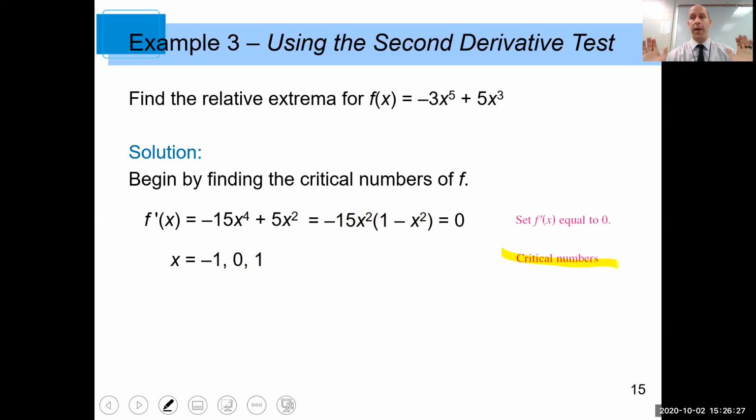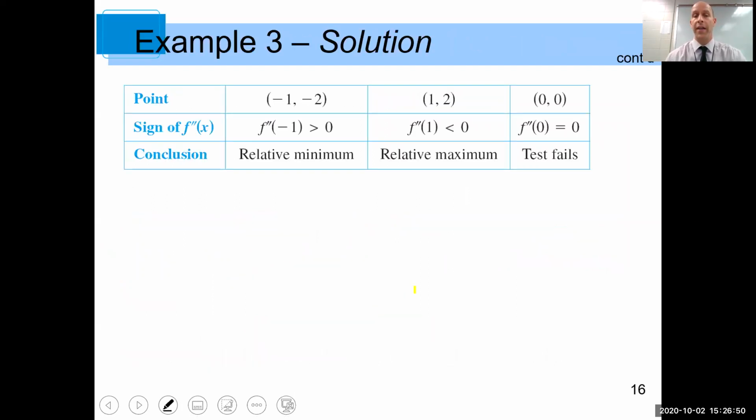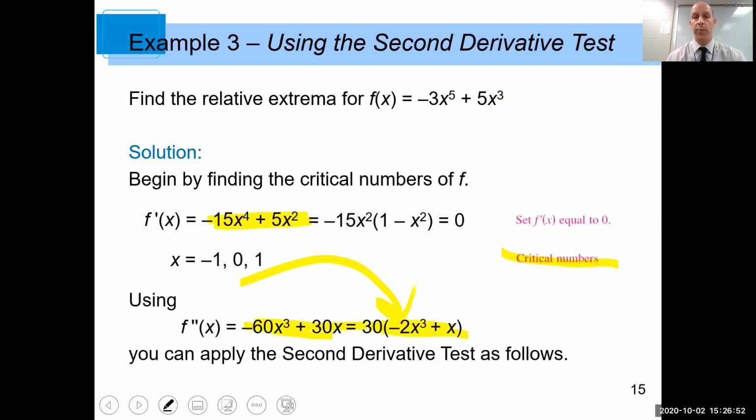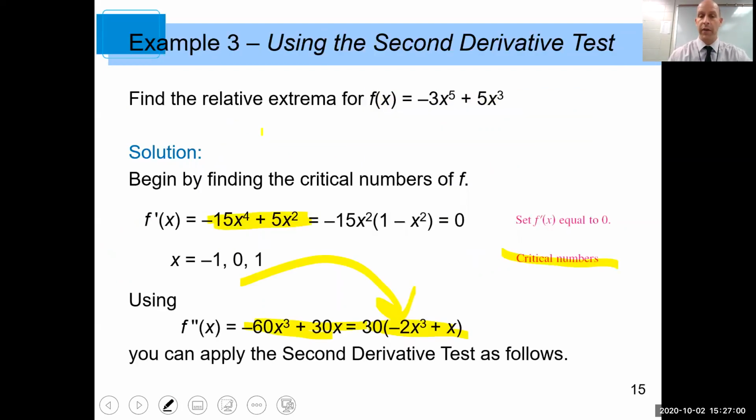Now, here's what we do from here. We're going to take these three values and plug them into the second derivative. So the second derivative, that is the derivative of this, turns out to be this right here, which could be factored into this. And we can plug these values into this and see what we get. So I've got that information now here on this slide. Remember, the first point was negative 1. So when you plug negative 1 into the second derivative, and I will just remind you that the second derivative is right here.